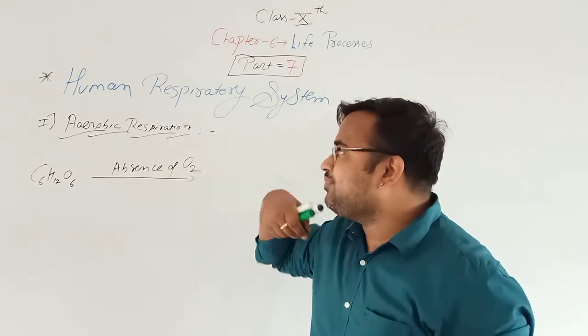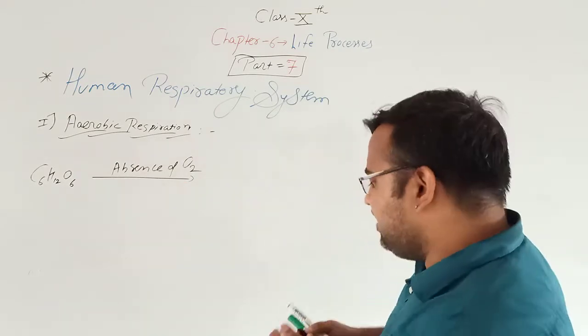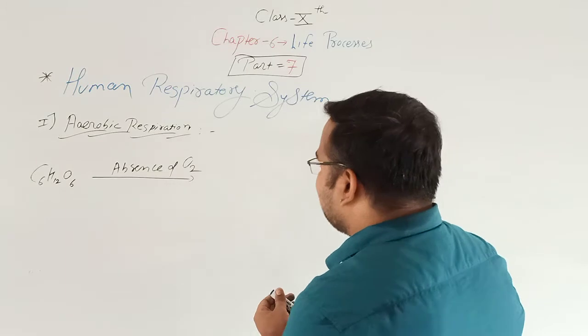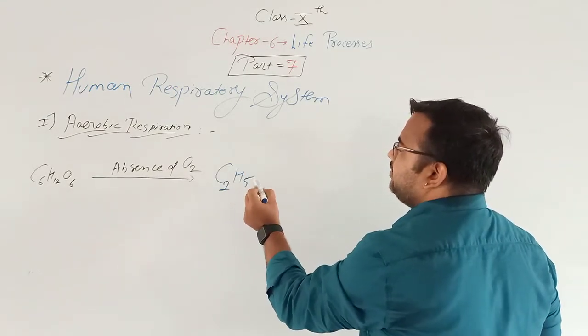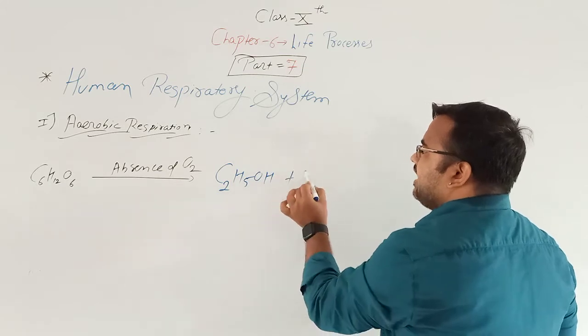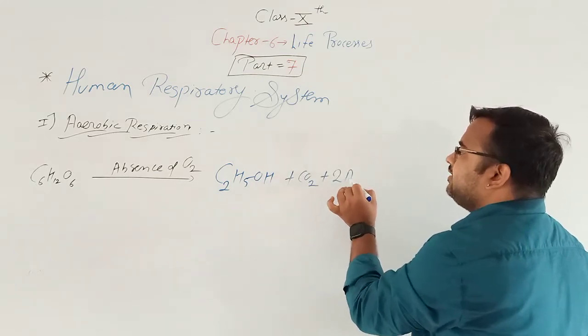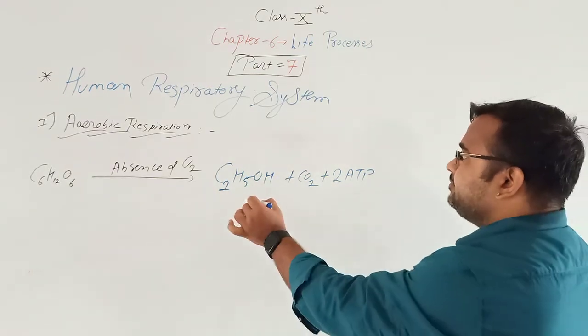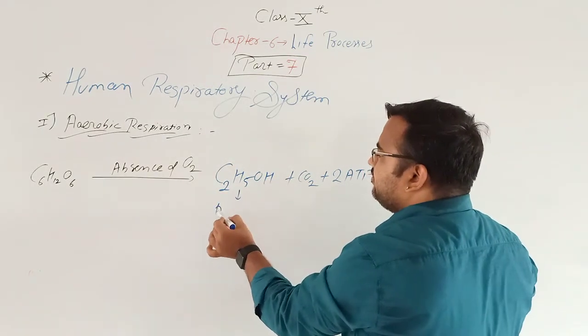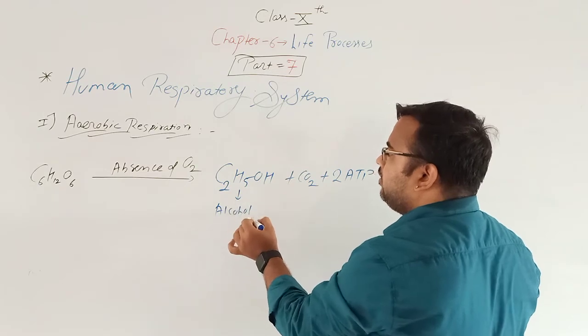But if there is an absence of oxygen, then the products formed are ethanol plus carbon dioxide plus 2 ATP. Ethanol, carbon dioxide plus 2 ATP. See, ethanol is alcohol.